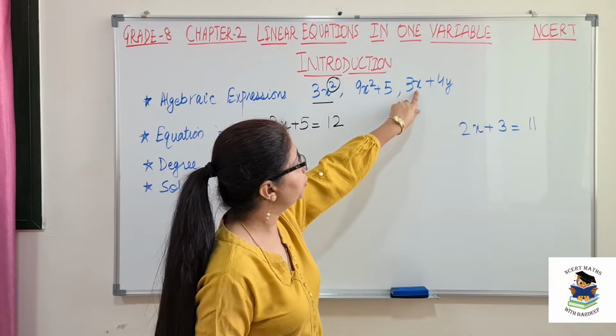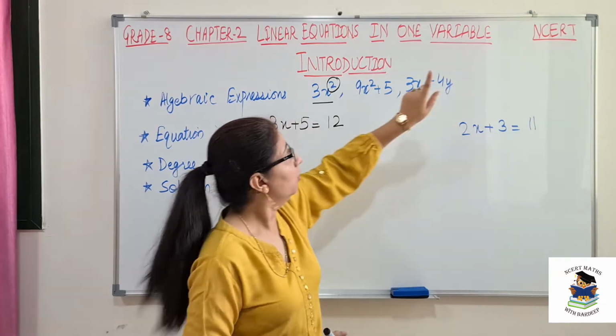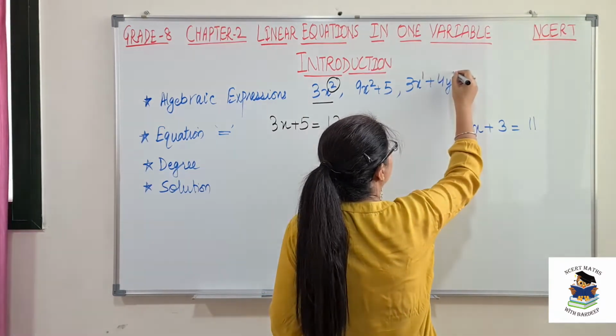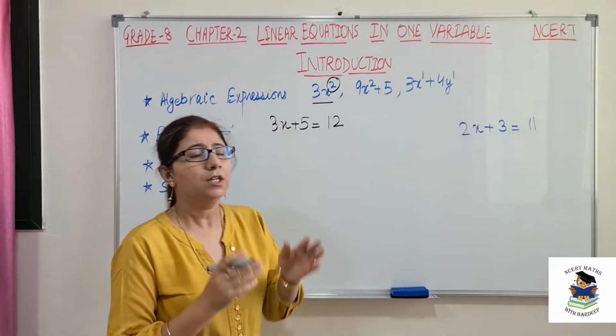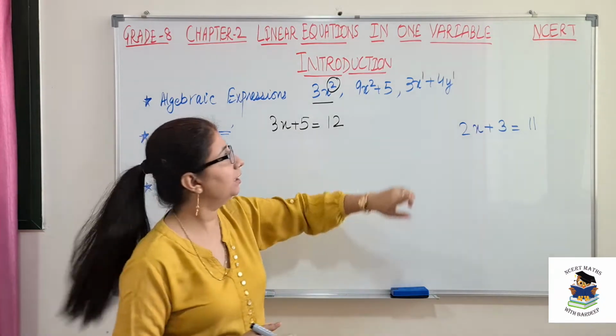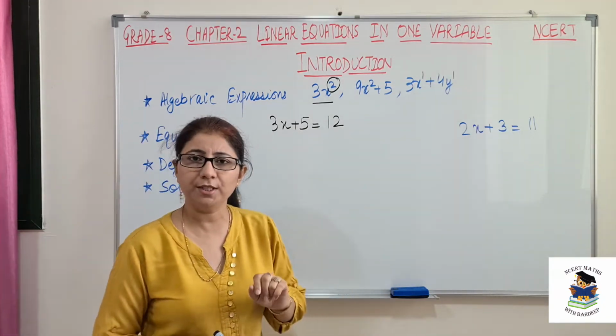In this expression, we have two variables x and y. What is the degree of x? Here its power is 1, here also power is 1. So the degree of x in this particular expression is 1. The degree of y also in this expression is 1.